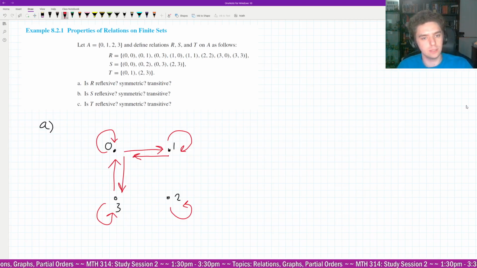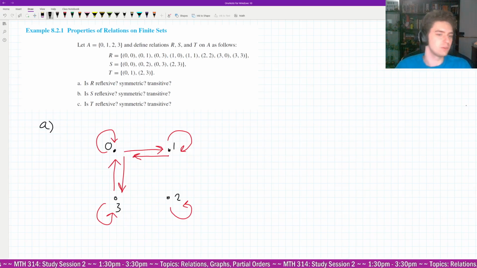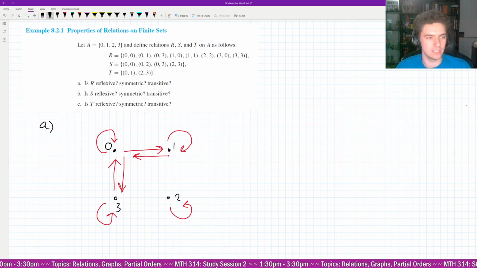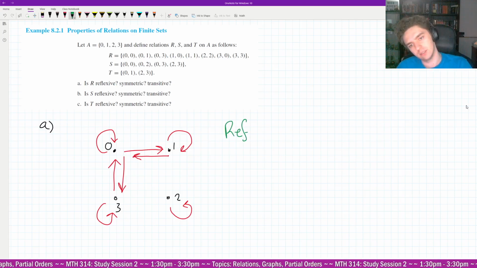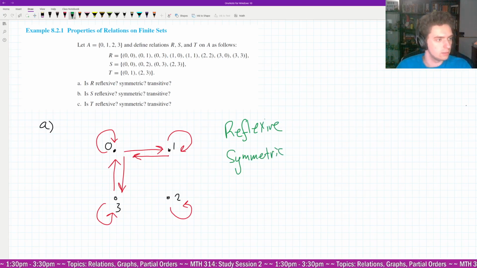Is it reflexive, symmetric, transitive? So what do you guys think for reflexive? Is it reflexive? Yep, it is definitely reflexive, right? Because everything relates to itself. So it is definitely reflexive. Okay. Is it symmetric? What do you guys think?